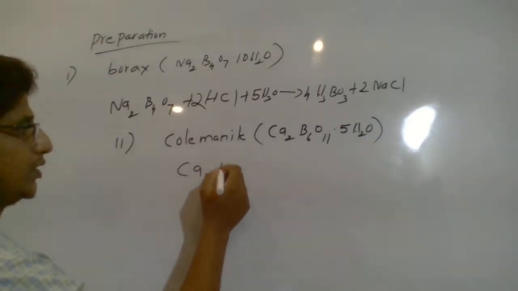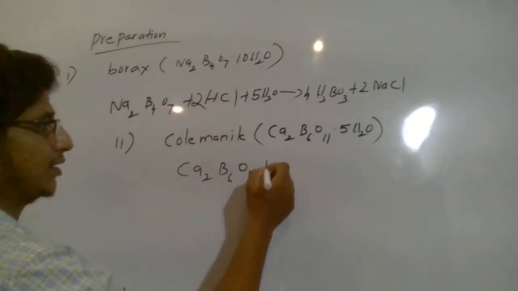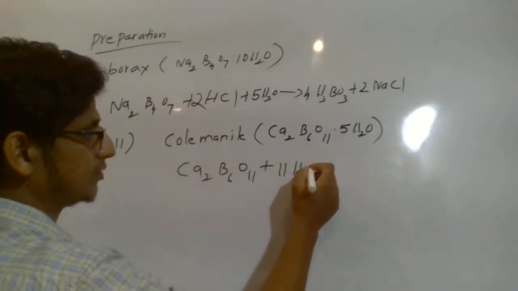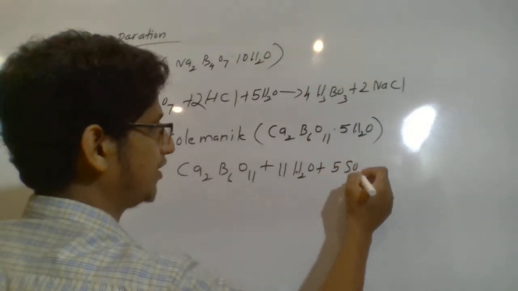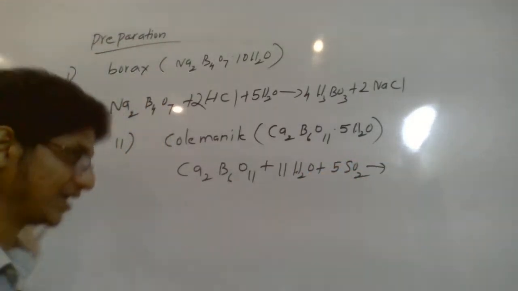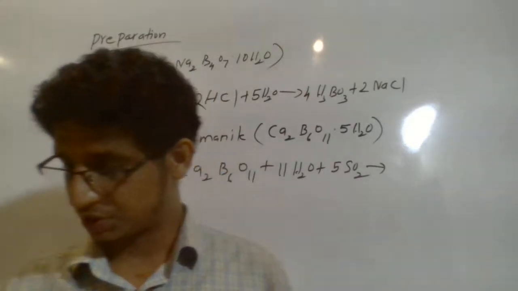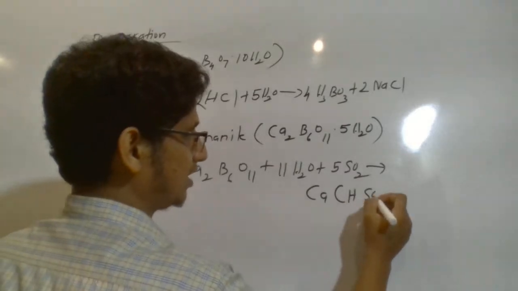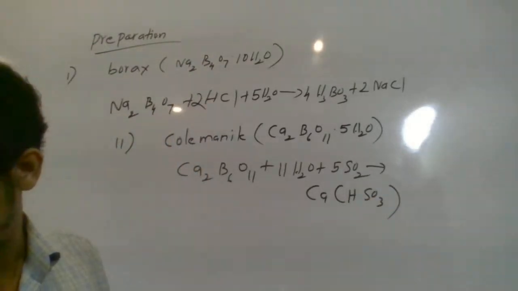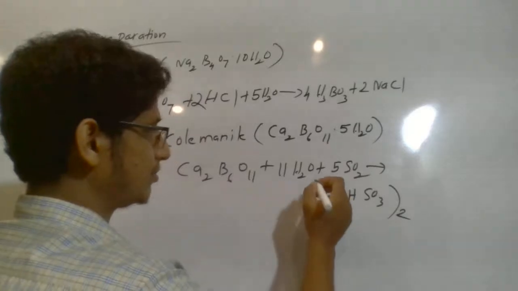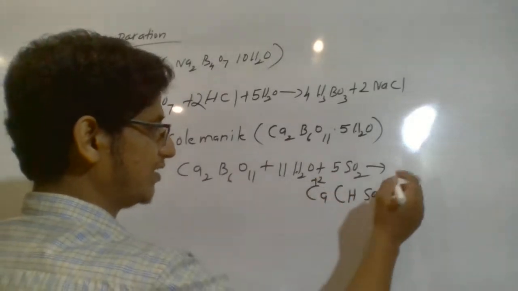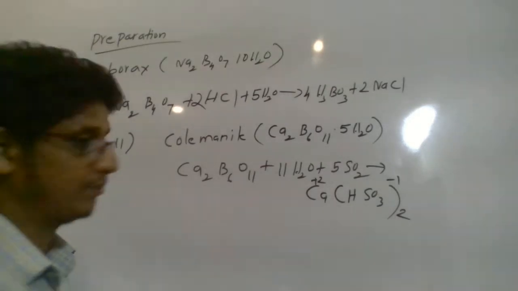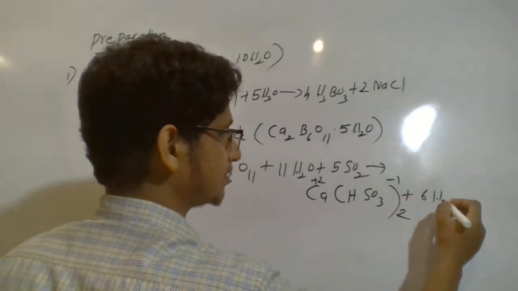So you are going to get Ca2B6O11 plus, in the presence of water, 11 moles of water plus 5 moles of sulfur dioxide. So sulfur dioxide gas is passed through the hot solution. You are going to get two products, one is calcium bisulfite, Ca(HSO3)2. Calcium has a charge of plus 2, bisulfite is minus 1. So calcium bisulfite plus orthoboric acid.